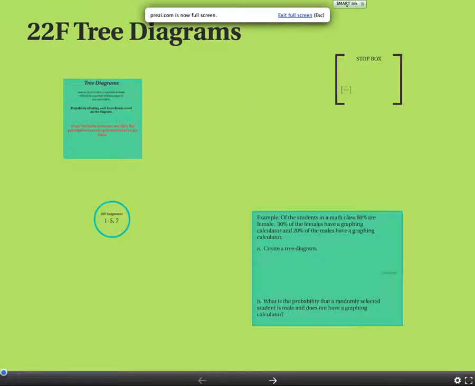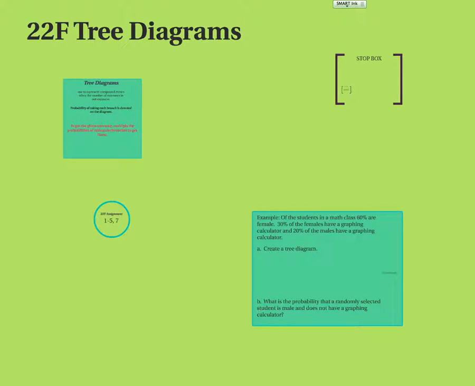Okay, so we will be diving more into tree diagrams today, but I will collect these. Yeah, please pass those up. Sorry, I forgot to ask. While you guys pass those up, you can write down tree diagrams.